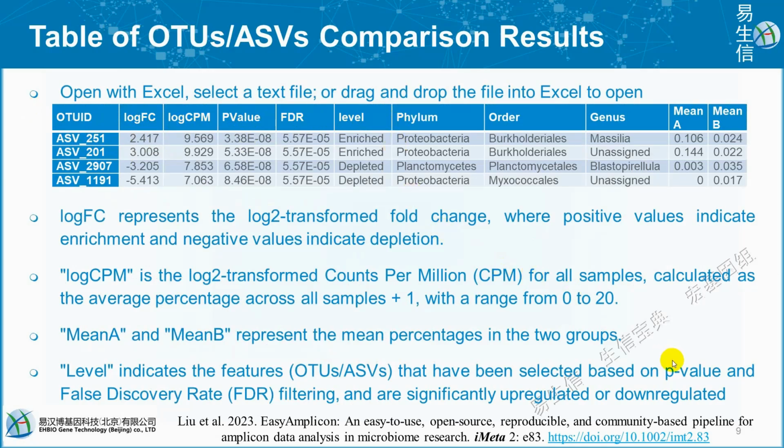Log fold change represents the log2 transformed fold change, where positive value indicates enrichment and negative value indicates depletion. Log CPM is the log2 transformed count per million for all samples, calculated as the average percentage across all samples plus 1, with a range from 0 to 20. Mean A and mean B represent the mean percentage in the 2 groups. Level indicates the features like OTUs or ASVs that have been selected based on p-value and false discovery rate filtering and are significantly either upregulated or downregulated.